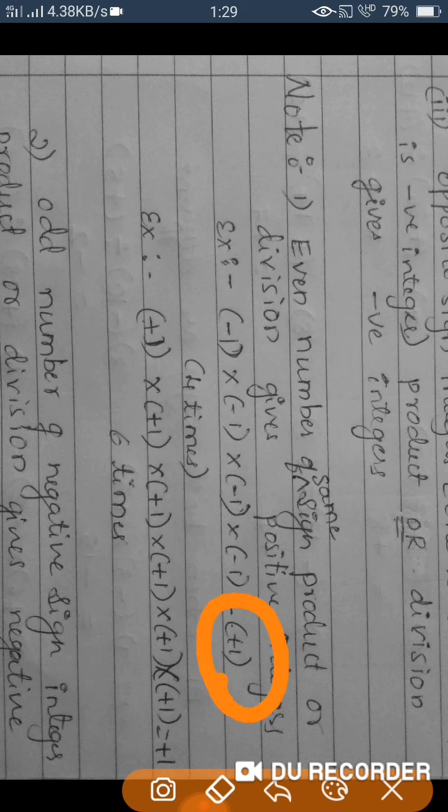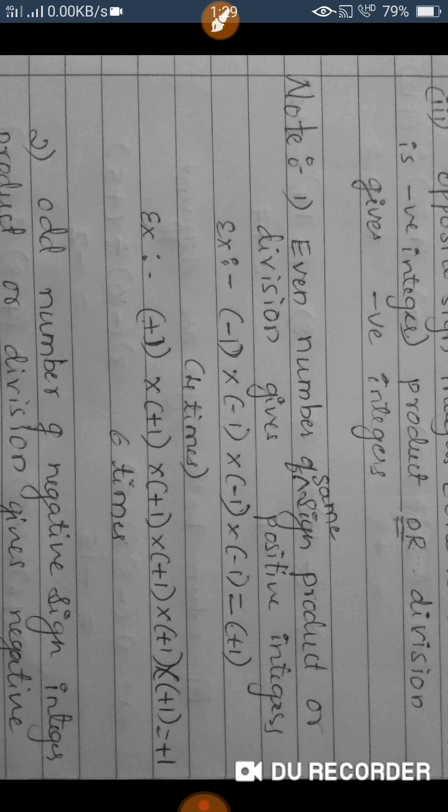Usually plus into plus into plus, any number of times, is always plus only, whether it is an even number of times or odd. But for a negative, if it is repeated an even number of times, it is plus. If it is repeated an odd number of times, it is negative. We can go for the next example. You will come to know that.